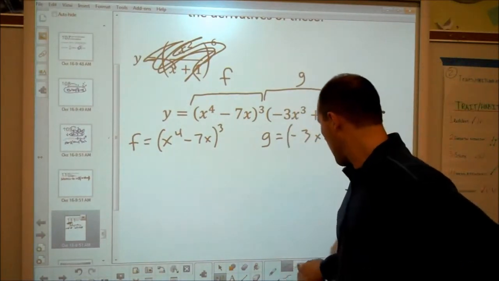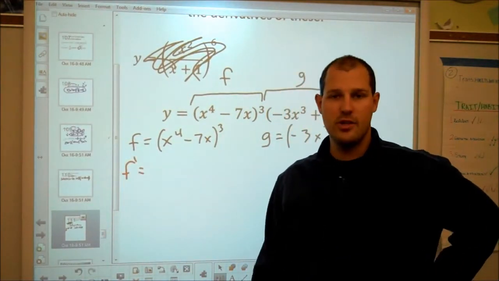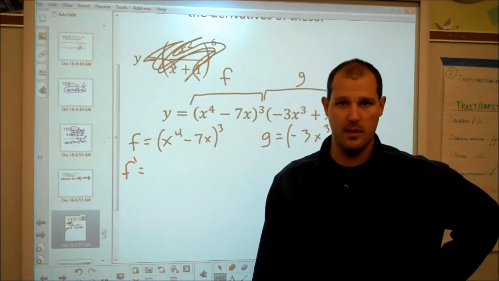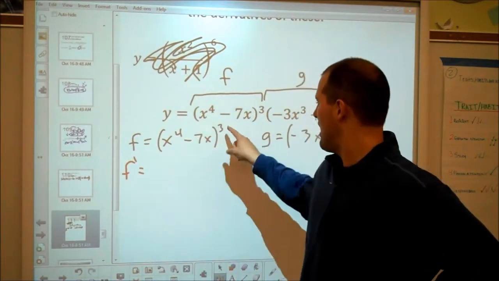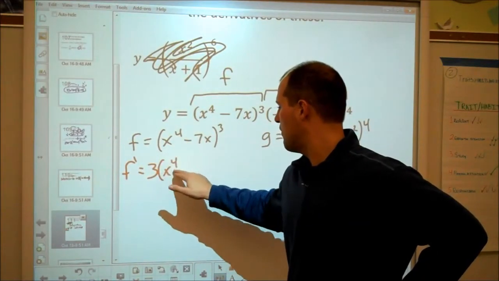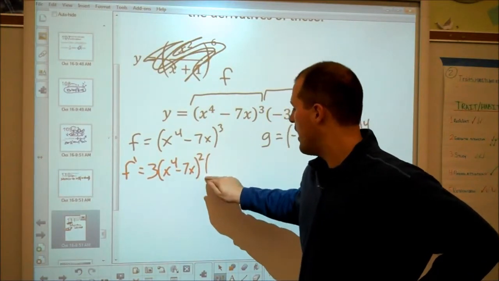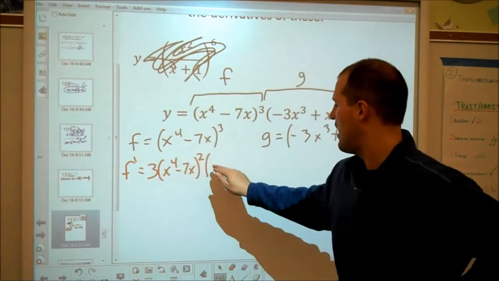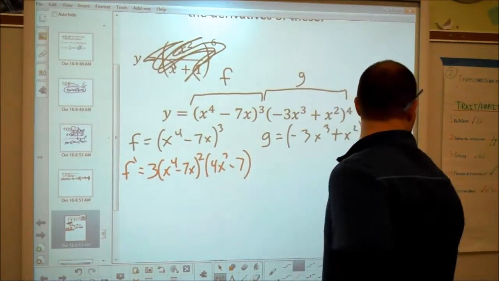Let's get the rest of our cloud figured out here. So f prime, and make sure you leave yourself some space. We're about to fill up the page a little bit here. Okay, so derivative time. Now this requires a chain rule. We have an outside function and an inside function. So 3 times x to the 4th minus 7x squared times the derivative of the inside, 4x cubed minus 7.